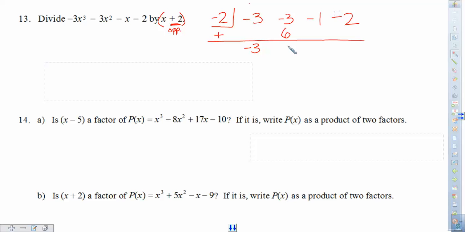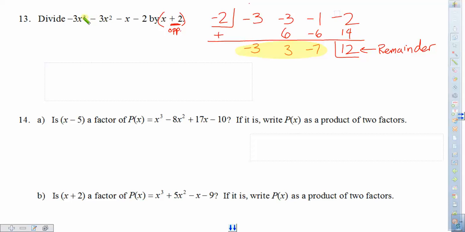Negative 3 and 6 makes a positive 3. Negative 2 times 3, that makes negative 6. Add those up, makes negative 7. Multiply those out, we get positive 14. Add those up, that puts us at a positive 12. We square that number off because that number right there is your remainder. And then these numbers that you see right here are your quotient.